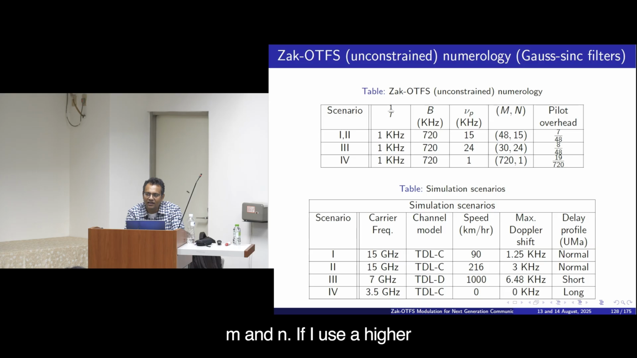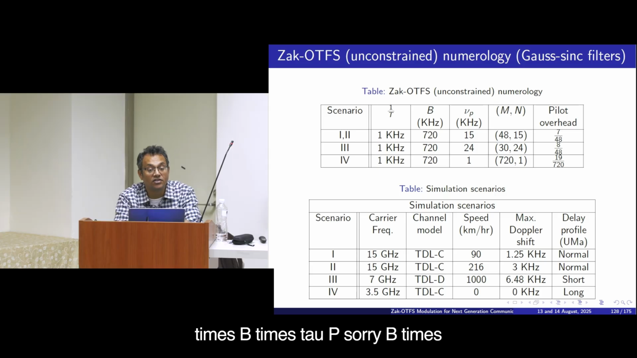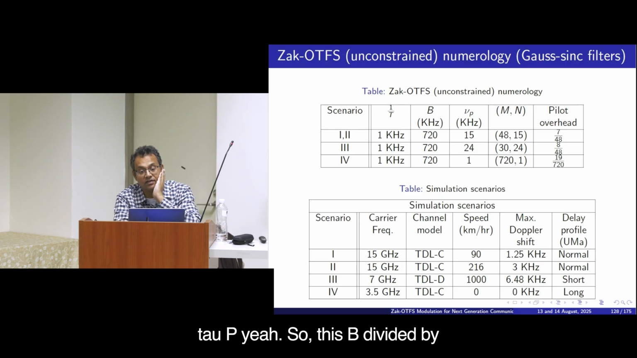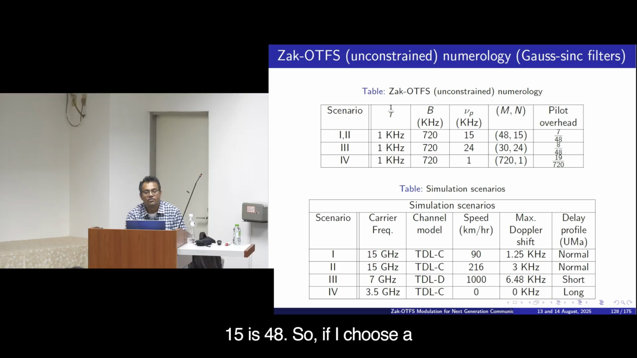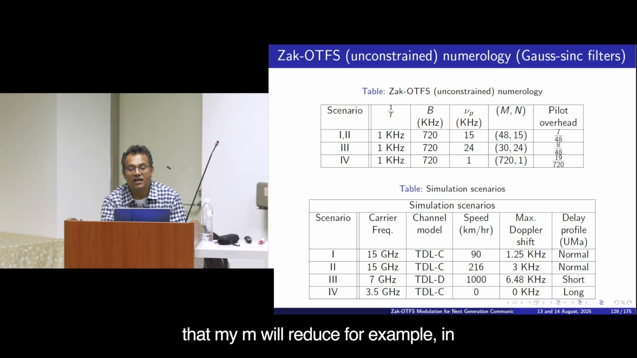and that corresponds to this M and N. If I use a higher value of nu p, I run into the problem that my M will be higher, right, because M is simply equal to B times... sorry, B times tau p, yeah. So, this B divided by nu p is my M, 720 divided by 15 is 48. So, if I choose a higher value of nu p, the problem is that my M will reduce.